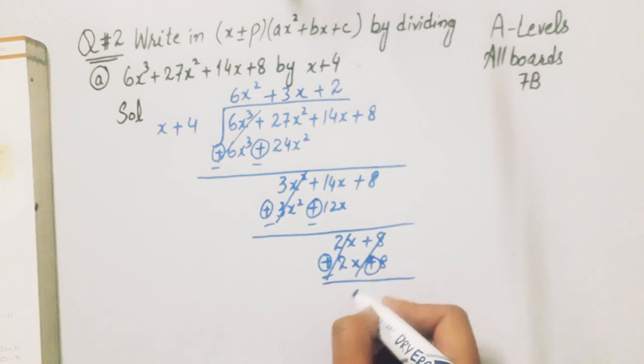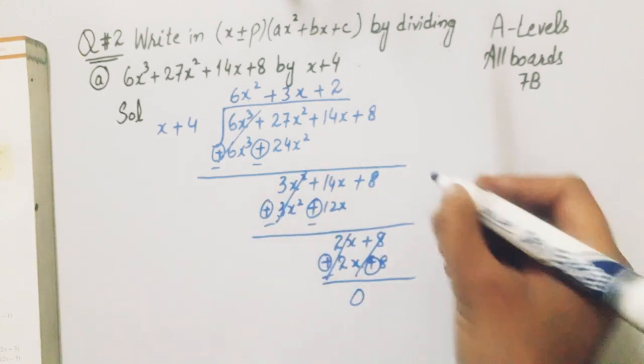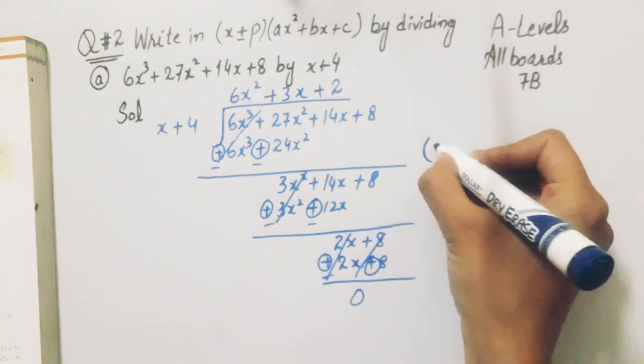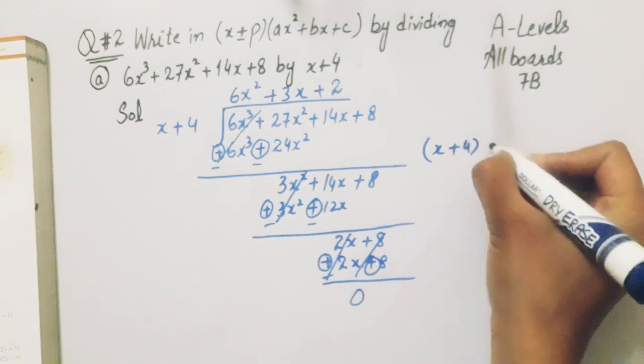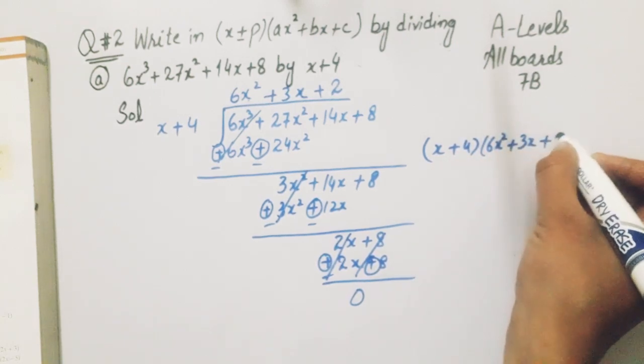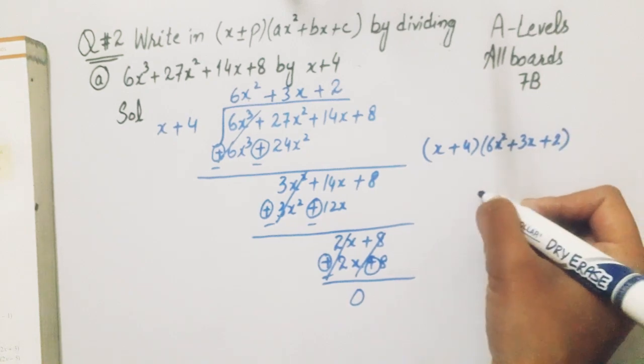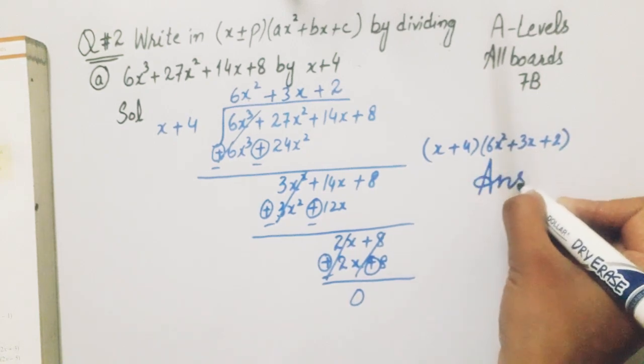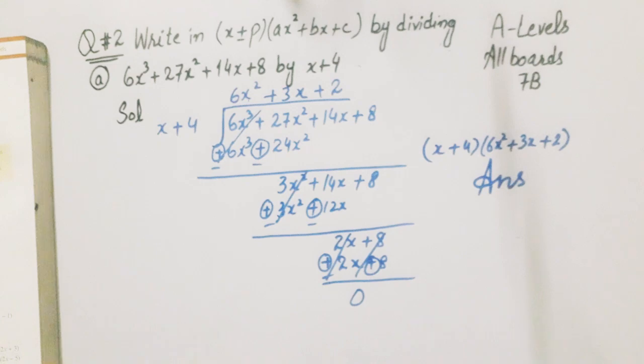So this will become 0, and now we have the factors: x plus 4 and 6x square plus 3x plus 2. So this is the final answer of this question. We will do part B.